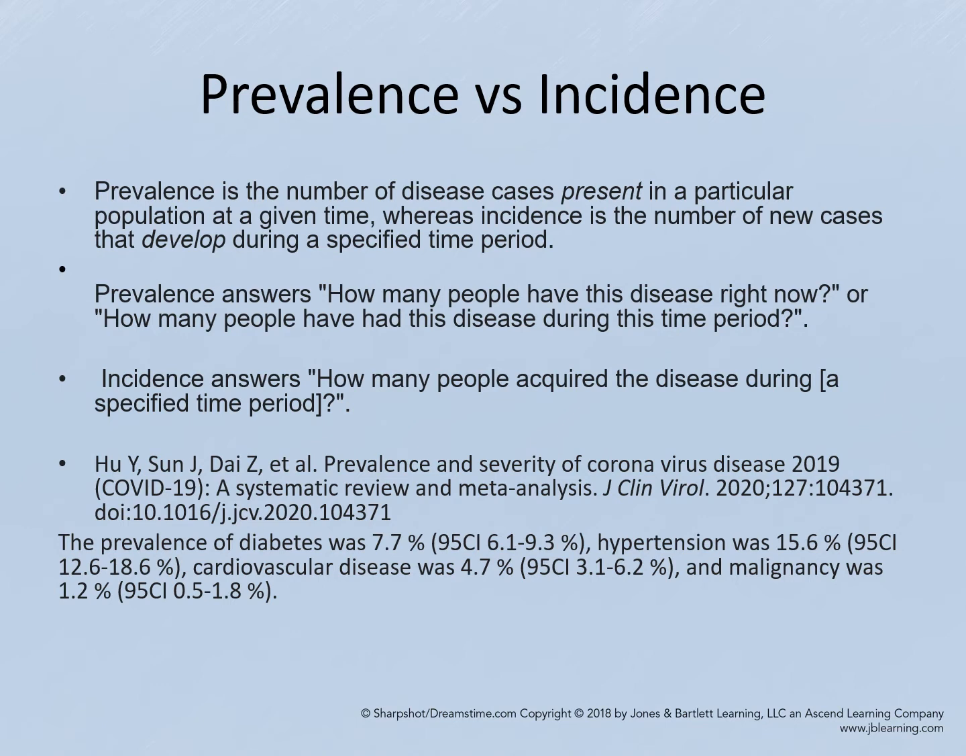The example below is the prevalence of diabetes among coronavirus patients, which was about 7.7%. When they did this study, a systematic review and meta-analysis, they found that about 7.7% of patients with coronavirus had diabetes, 15.6% had hypertension, 4.7% had cardiovascular disease, and 1.2% had malignancy. They were looking at the trend of diseases or comorbid illnesses along with coronavirus.